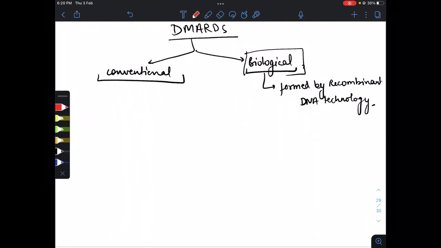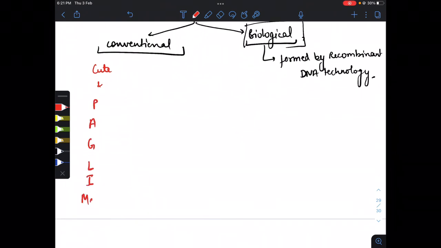In the conventional DMARDs, how can we remember which drugs are conventional DMARDs? We have the mnemonic: cute and pugly Malika Sherawat. So this is the mnemonic for the conventional DMARDs.